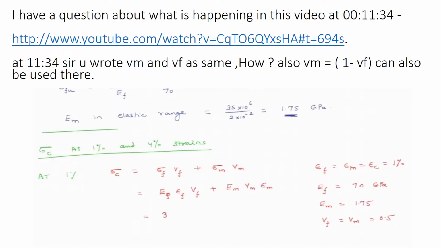The volume fraction of matrix is always 1 minus the volume fraction of fiber if we assume that the void fraction, or the percentage of air voids present in the composite, is 0. In the question itself, it was given that the fiber volume fraction is 50%, so it is equivalent to 0.5, and therefore 1 minus 0.5 is also 0.5. Therefore, this is the term which sir has used. If it would have been 0.2, then your Vm would have been 0.8. Fine?